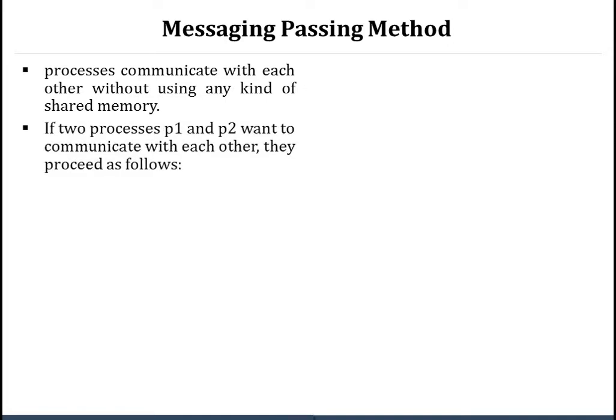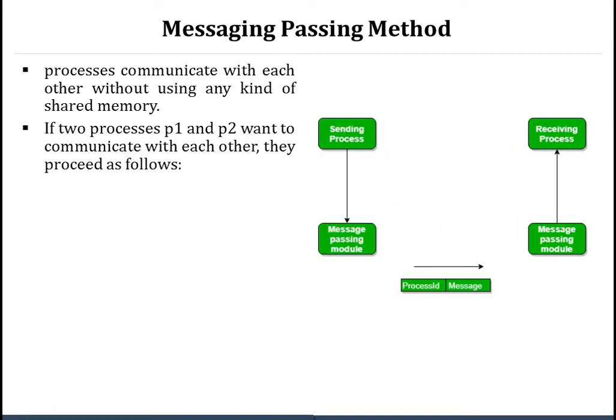The first one is message passing method. The processes communicate with each other without using any kind of shared memory. If two processes P1 and P2 want to communicate with each other, they proceed as follows. For example, on the left hand side this is the sending process and on the right hand side is the receiving process. So they use some kind of primitives.